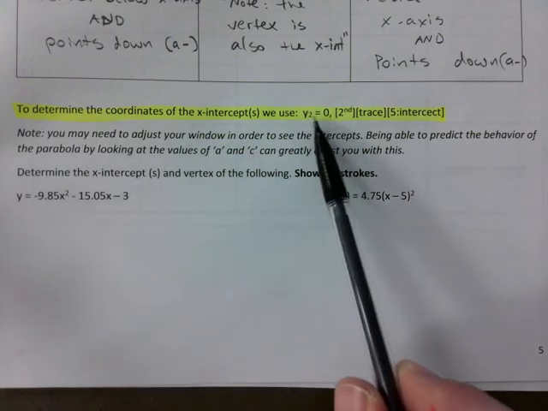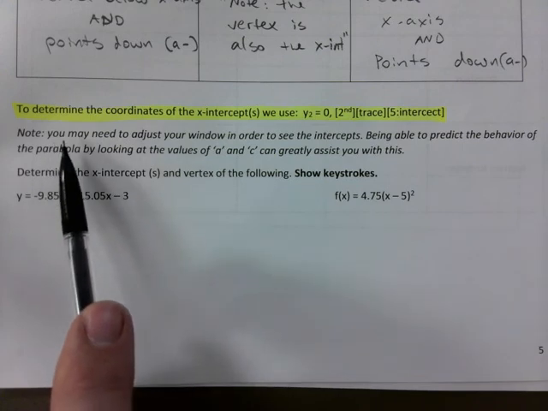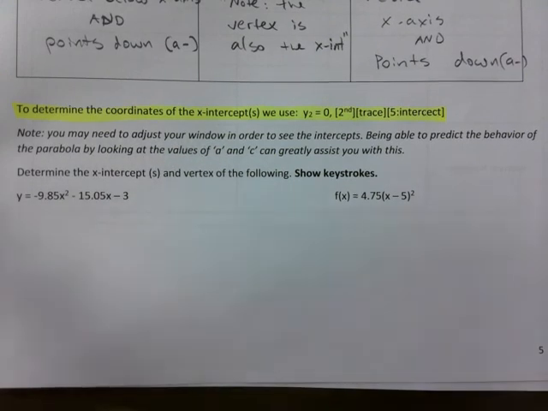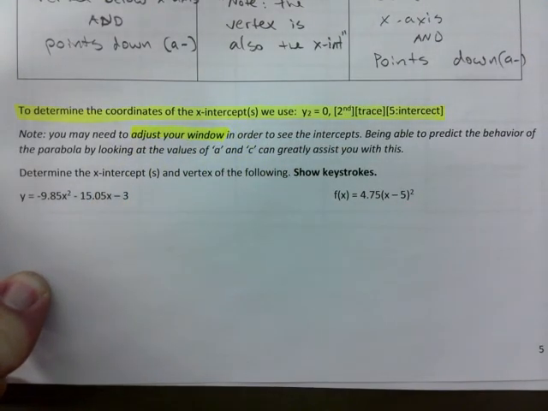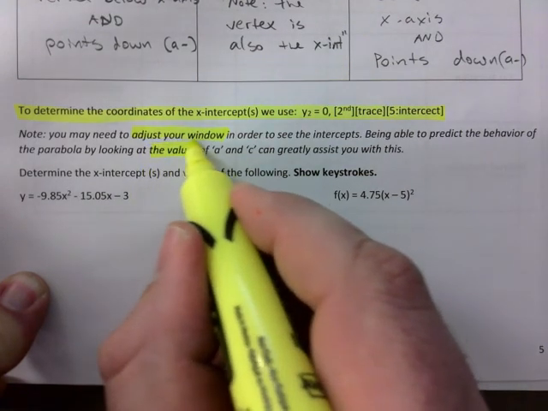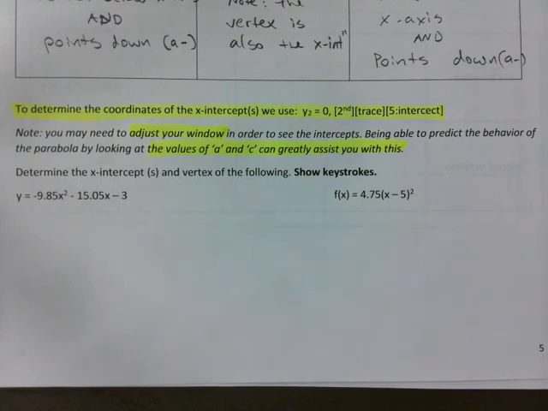So we make y2 equal to 0, and then we use second trace 5 to do that. Note, very important, you may need to adjust your window in order to see the intercepts, right? The values of A and C can greatly assist you with this. If you know what A and C do to that parabola, then you're like, oh wait, A is positive, okay, so I'm expecting it to go up. So if you just see a little sliver, you're like, I know it's pointing up, so I know which parameters to increase in my window or to change, right?